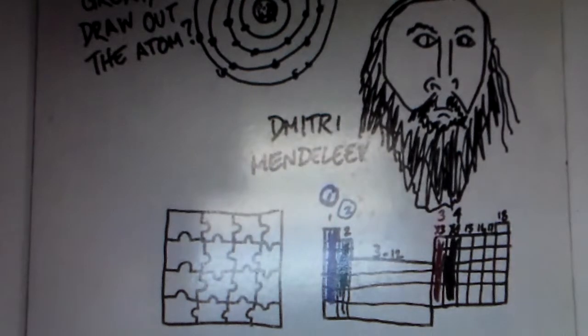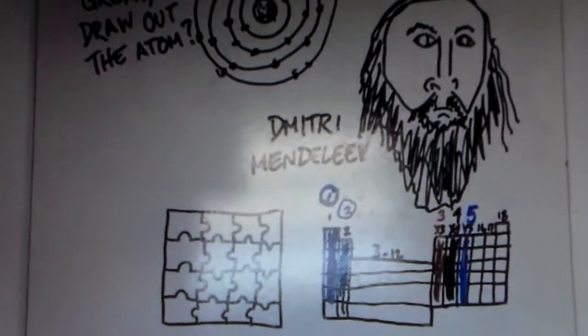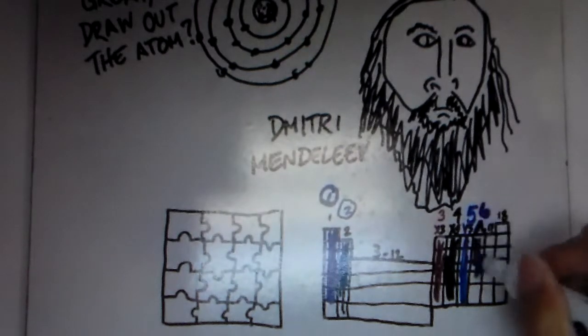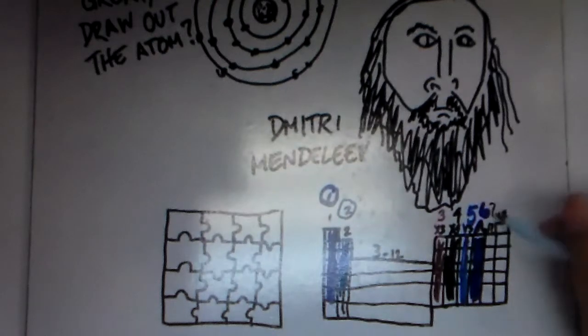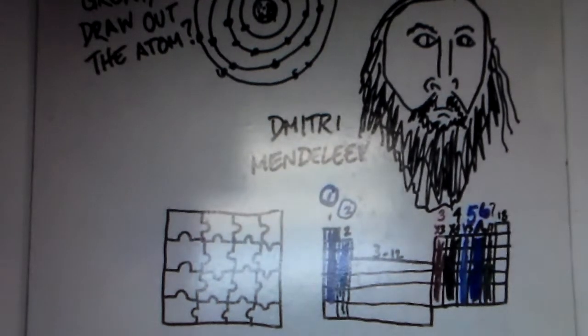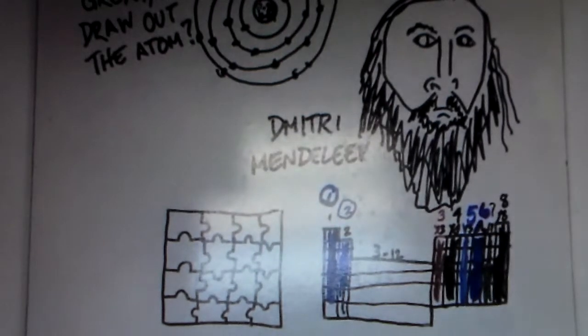Then group 14 has 4. Group 15 has 5. And then group 16 has 6. Group 17 has 7. And group 18 has 8. So depending on what group the element is in, you can determine how many valence electrons are in that element.